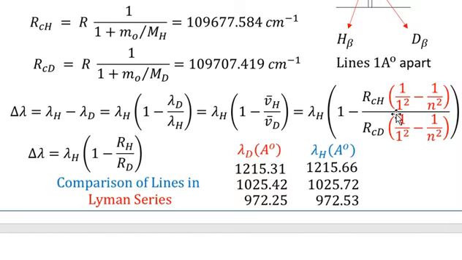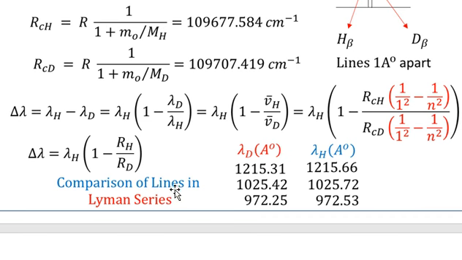You see that the terms in the numerator and the denominator cancel out, and then you have delta lambda equal to lambda_H multiplied by 1 minus R_H over R_D, or more precisely, the corrected value of R_H divided by the corrected value of R_D. Putting in these corrected values, you will notice that delta lambda will be a constant quantity as far as the Lyman series is concerned.